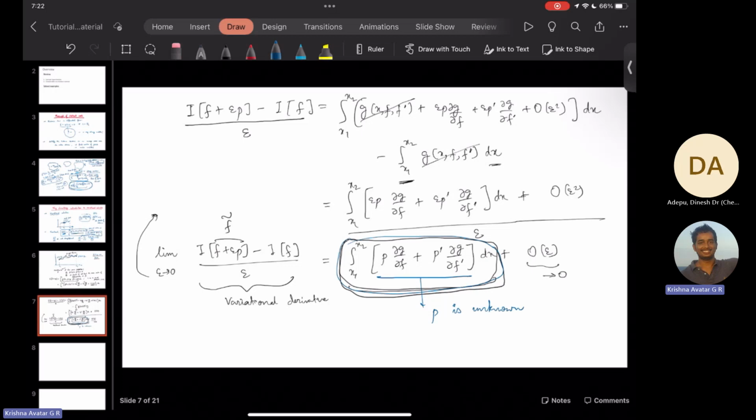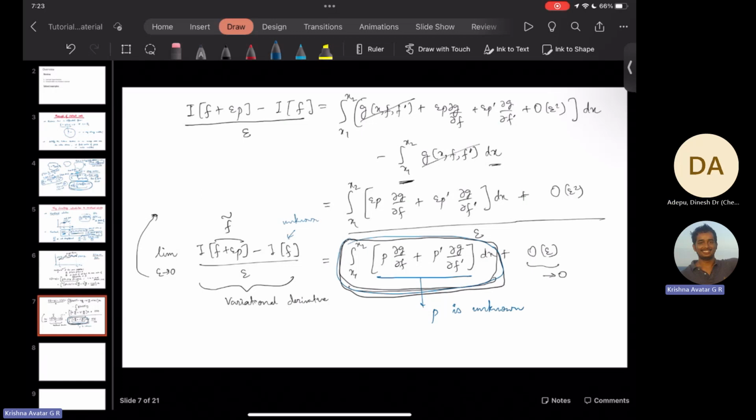So our goal again is to find such a function. Even f is unknown. Yes, f is also unknown. So how would you find both p and f? The only thing is we have one equation, so we'll see that we cannot determine both of them. Correct.